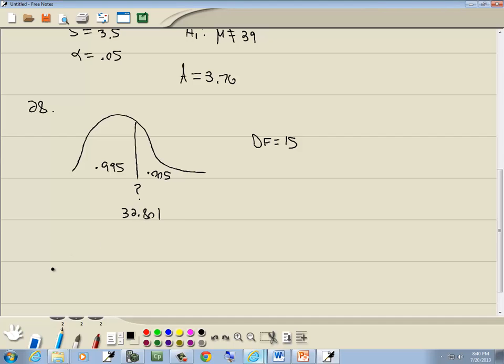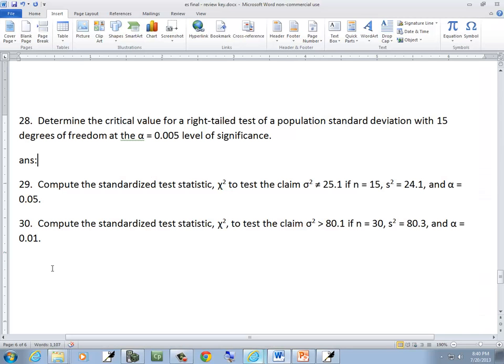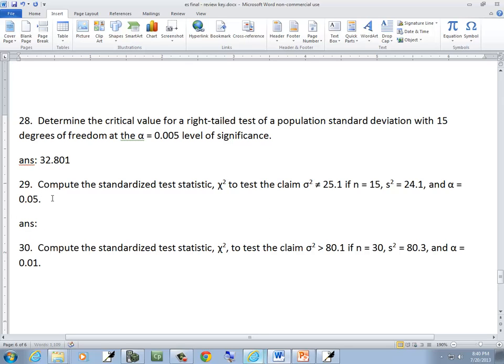32.801. And that's our answer. That's our critical value. Now, the critical values for chi-square are always positive. So even if it's on the left side, it's still positive.